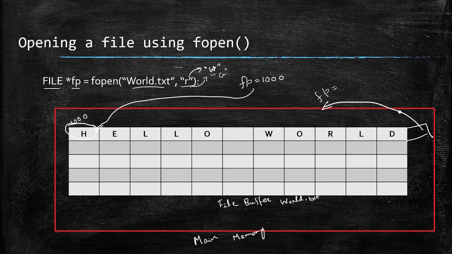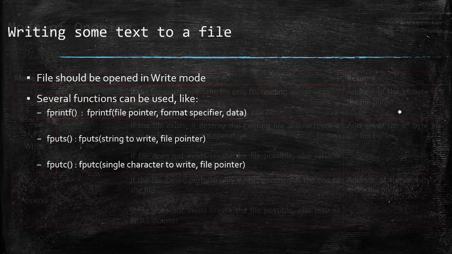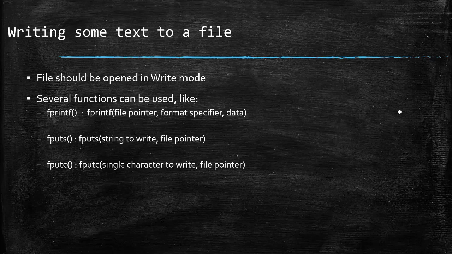That is the three basic modes of opening a file. Now we know how to open a file. Then we are going to discuss how to write some data into a file. To perform a write operation into a file, the file should be opened in write mode. You may open it in append mode also, to write after the existing data. And several functions are available for writing operations.